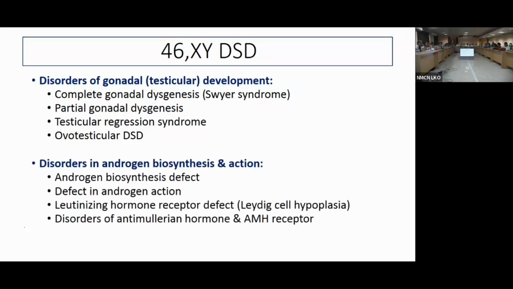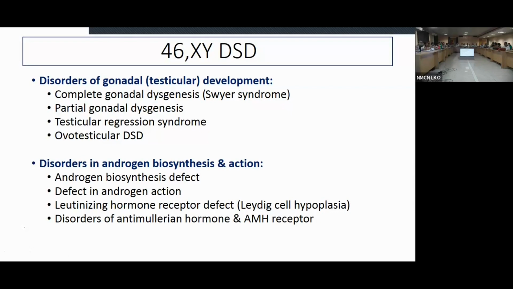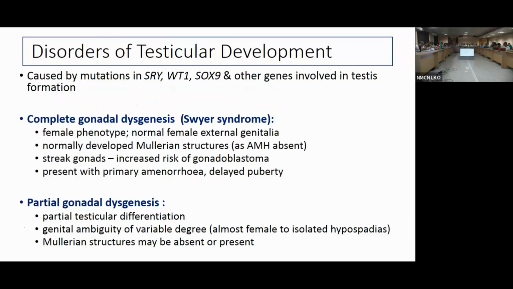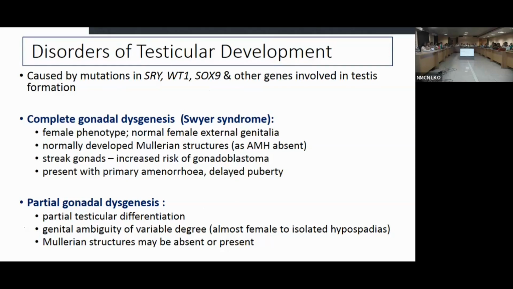The other important category is disorders of androgen biosynthesis and action, where the problem is not with the testicular formation. The testis is formed normally, but it's the androgen production which is impaired, or its action, which is impaired. So the gonadal dysgenesis, some cases we know it's because of mutations in all those genes which are involved in the testis formation pathway. So that is the SRY gene, WT1, SOX9, and some of the other genes we saw in the pathway in the previous slides. But in many cases, the basis remains unknown.